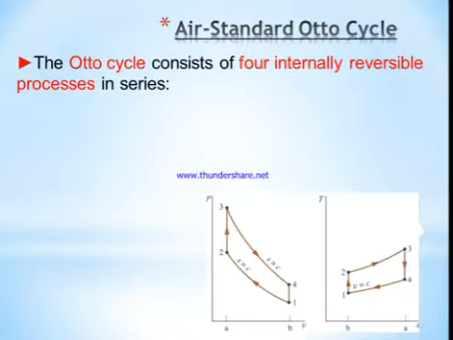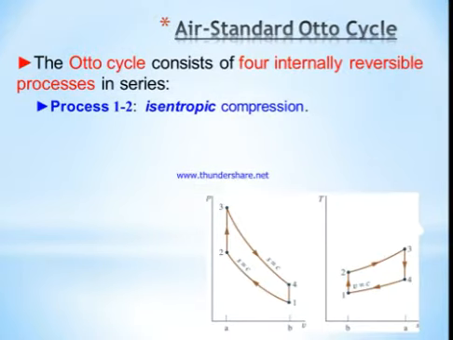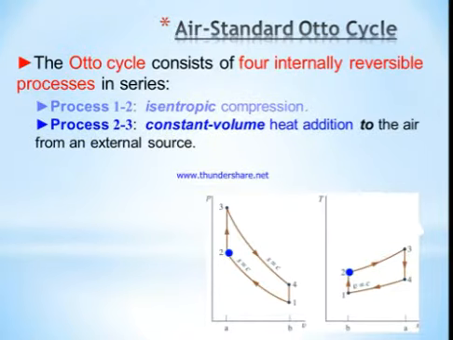So the Otto cycle consists of 4 internally reversible processes in series. 1 to 2, isentropic compression takes place. See, compression takes place here and volume is decreased from V1 to V2. And 2 to 3, constant volume heat addition. Heat is added at constant volume, you can see like this.